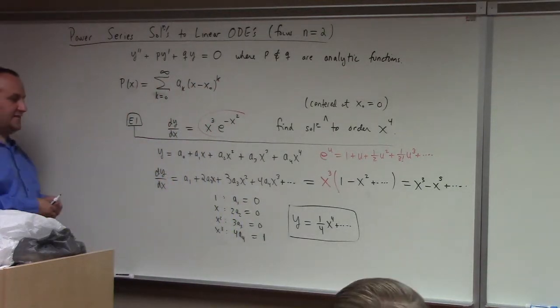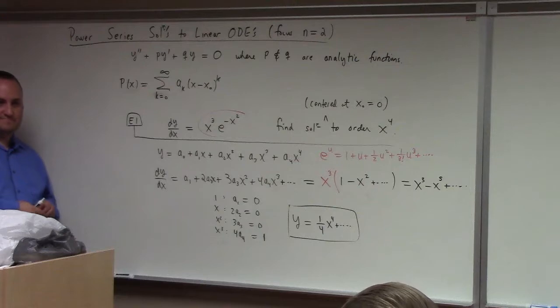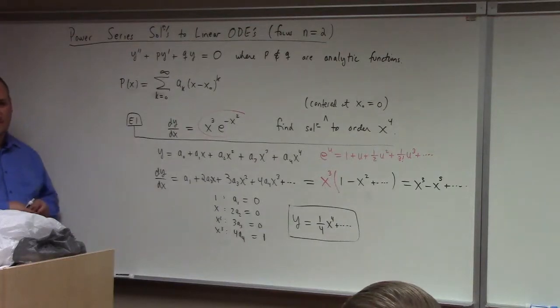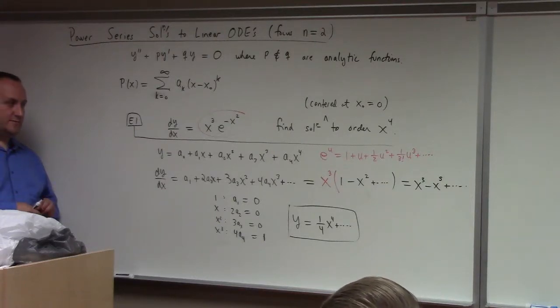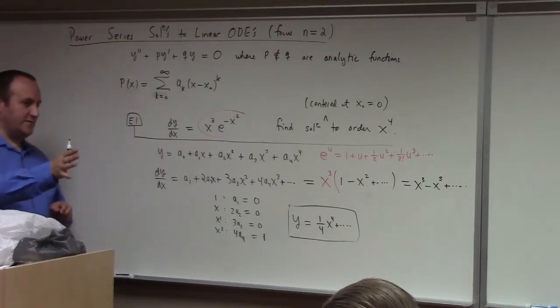Now, this is an entirely dumb way to do this example. The reason I did it this way is just to illustrate the method. How should we do this example? What's the smart way to do this example? But then you'd have to integrate x cubed times e to the minus x squared. That is no bueno. That's unhappy. But your heart is in the right place.